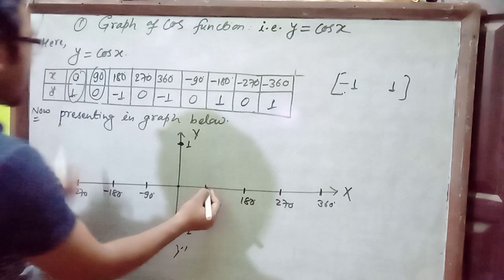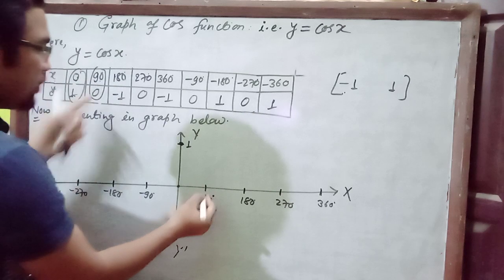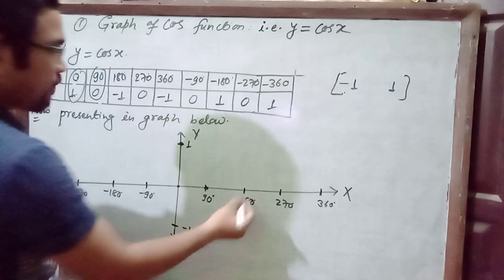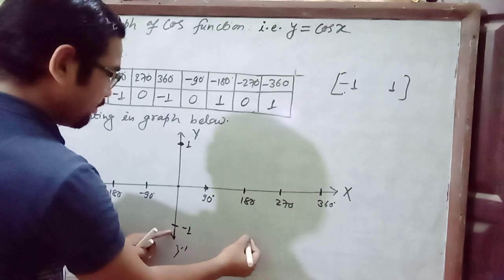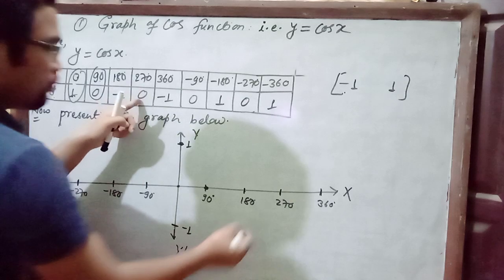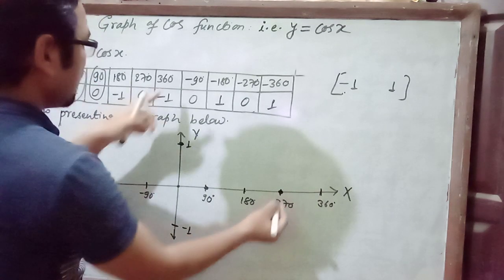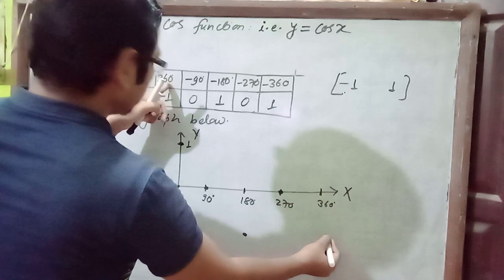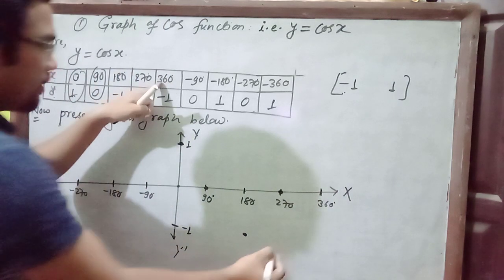And here plus 1, 90. What is at 90? 0. At 180, minus 1 means downside, below. So we can write here minus 1. And 270 means 0 itself here. At 360, plus 1. Sorry, plus 1 at 360.